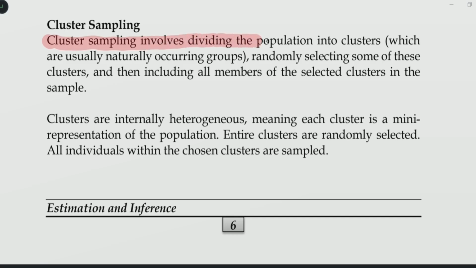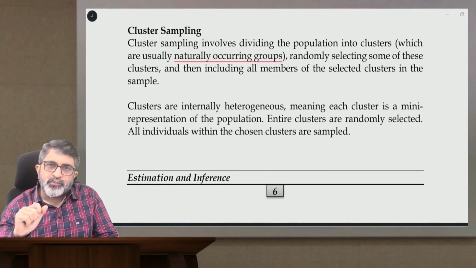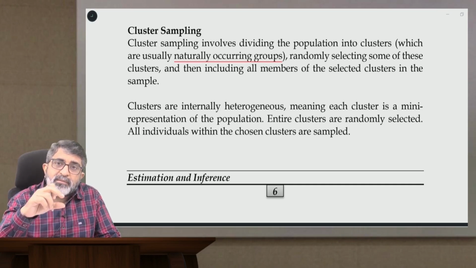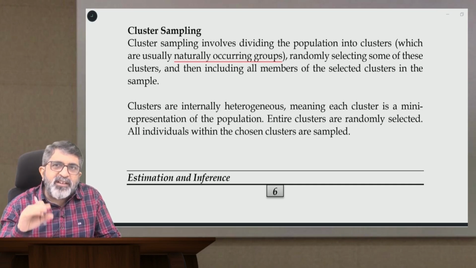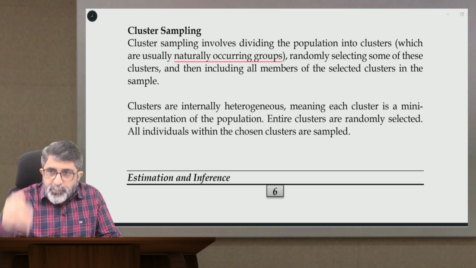Cluster sampling involves dividing the population into clusters which are usually naturally occurring groups. One big difference, these are naturally occurring groups. When I say naturally occurring groups, what do we mean by naturally occurring groups? See, in stratified sampling, what did you do? You designed the strata based on their characteristic. On the other side, the cluster is not something where you have any particular criteria.